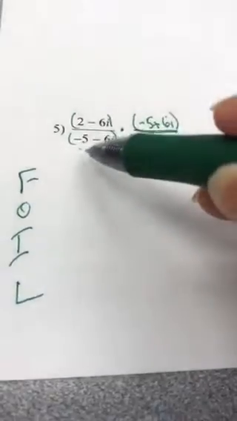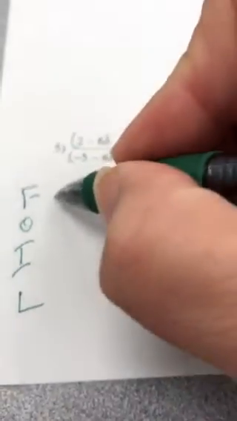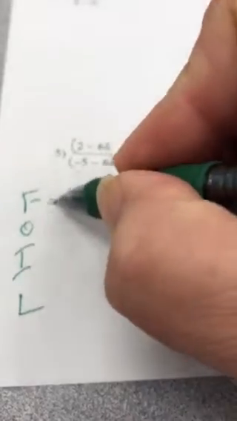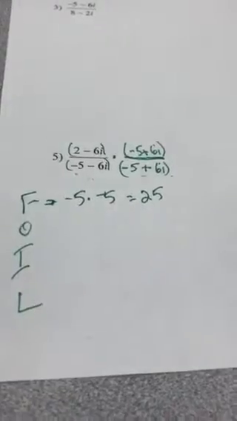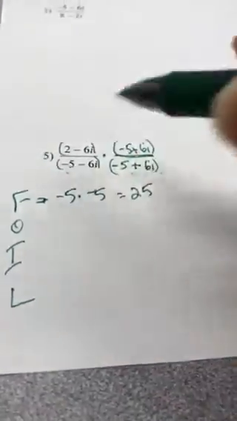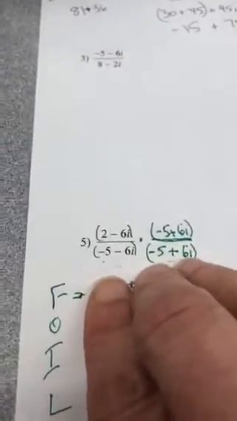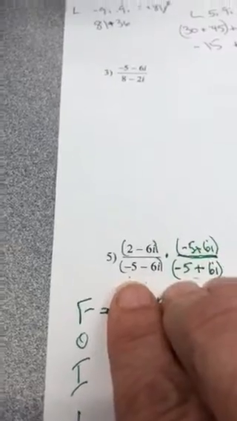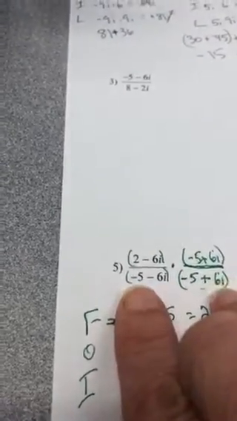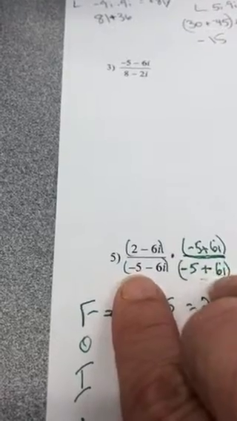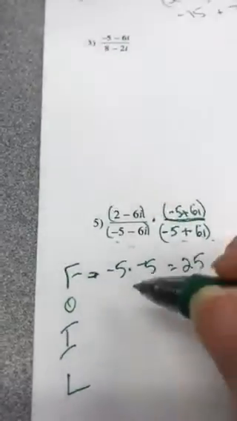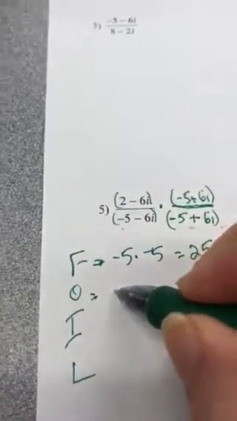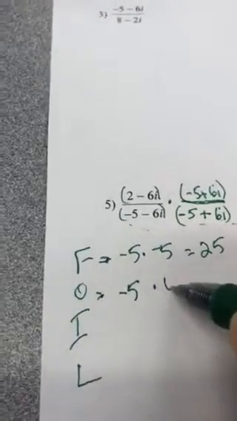First in each pod is a -5. So it's -5 times -5. -5 times -5 is 25, right? Okay. Then my O tells me to do the outside. I'm going to look at the picture of these little critters right here. What's the outside of the 2 pods? We're looking at a -5 and a positive 6i. Those are our 2 outside numbers, right? Under my O, I'm going to put -5 times 6i.